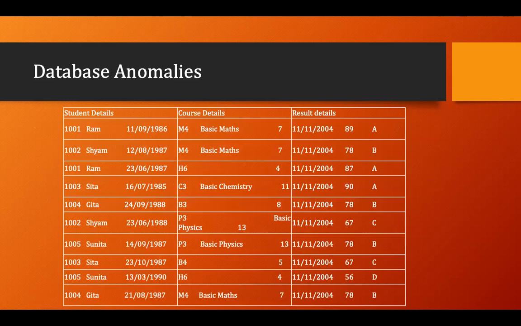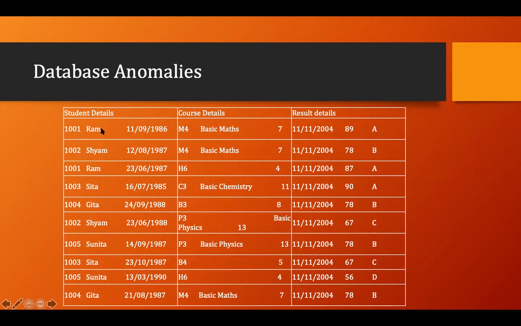Let's talk about anomalies. Let's say this is my database and this is my table. In this table, how many attributes do we have? 1, 2, 3, 4, 5, 6, 7, 8, 9. So let's say I have 9 attributes. The first three attributes tell about the student detail, the second three about the course detail, and the third three about the result details.